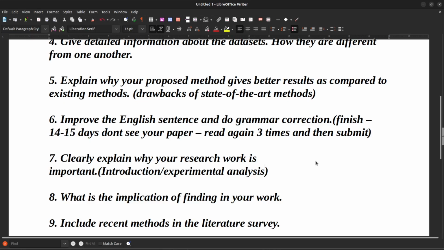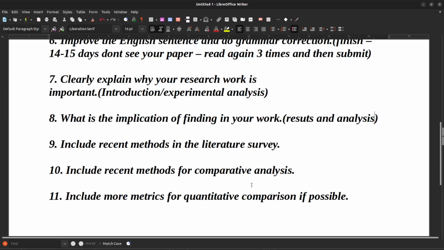What is the implication of the findings of your work? Means you are doing some work, and you obtained some results, which are actually the findings. So what is the implication? What is the use of this? You should write this. So in which section will this come? This will come in the results and analysis section. Okay, implication. Now next is include recent methods in the literature survey.